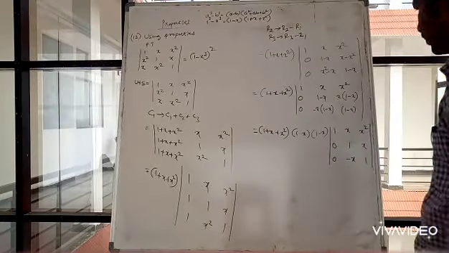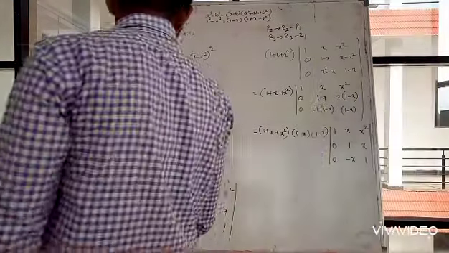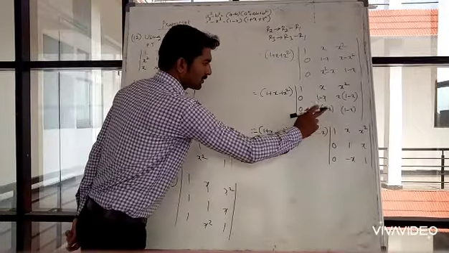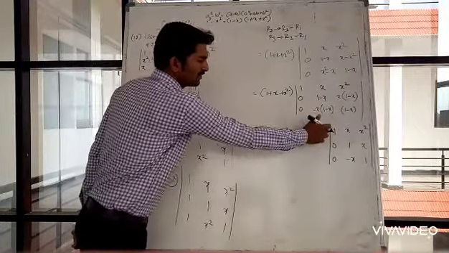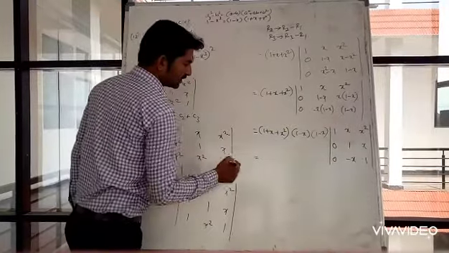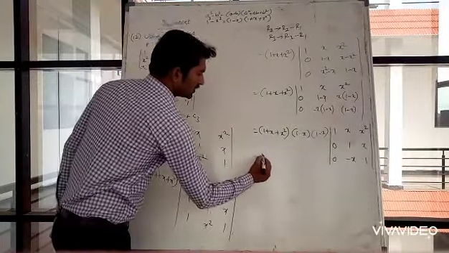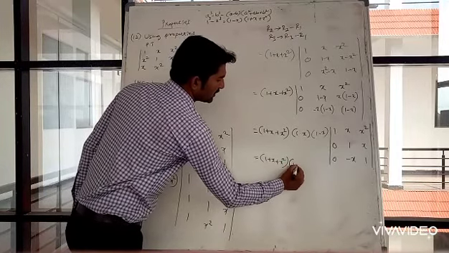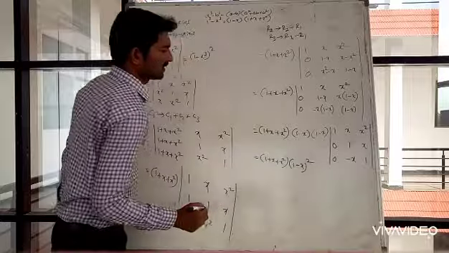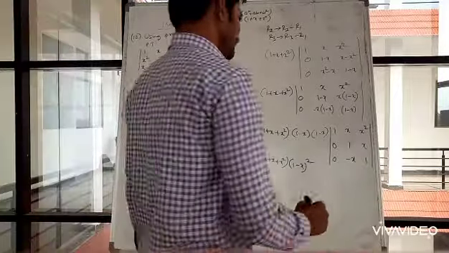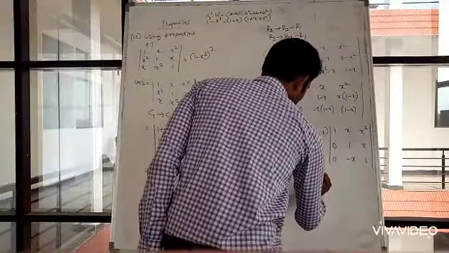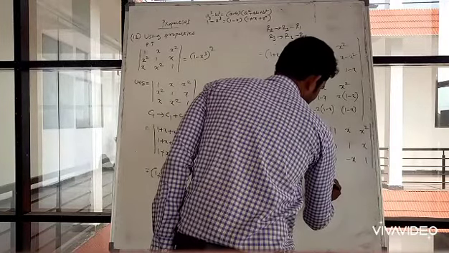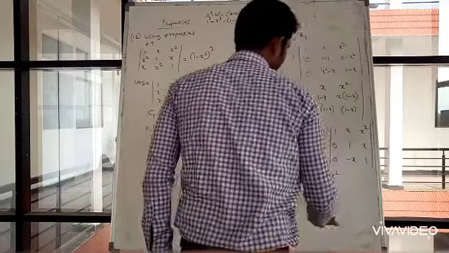Next, now expand through the first column. Because zeros are more in the first column, that's why expand through the first column. It will be 1 plus x square, 1 minus x whole square. Then, if you expand through the first column, 1 into bracket, 1 minus of minus means plus x square.